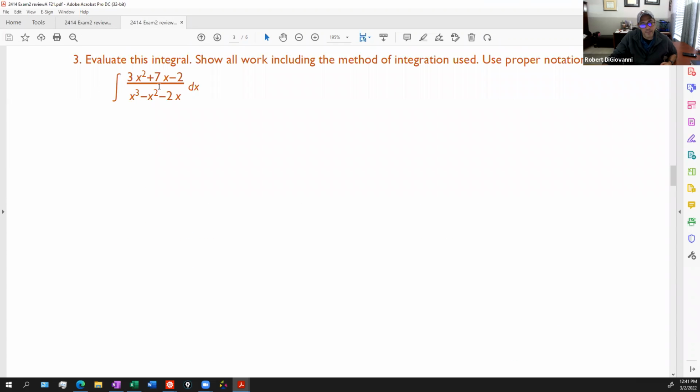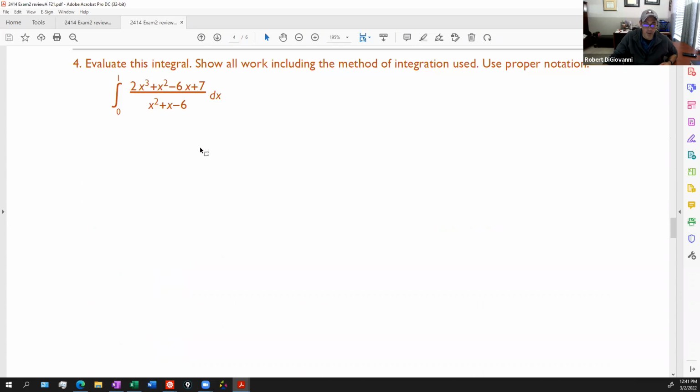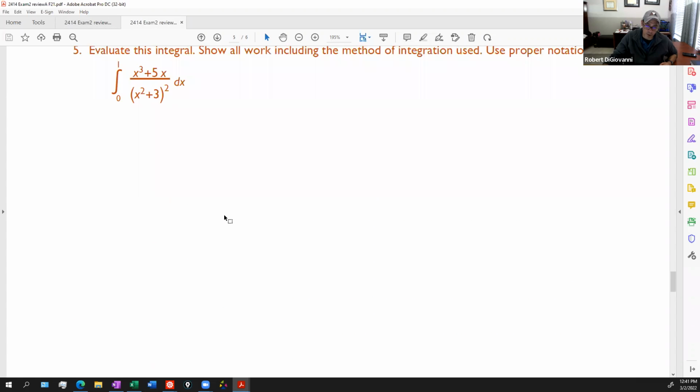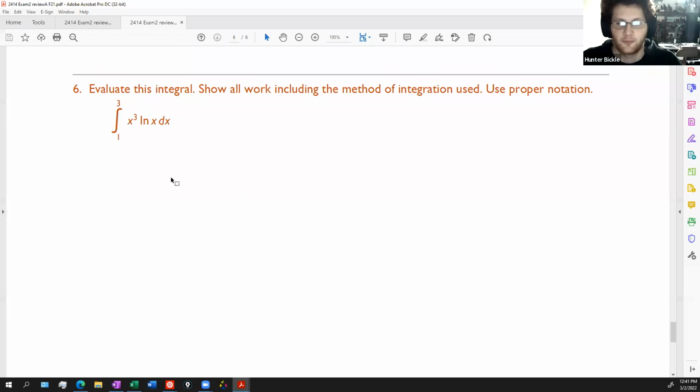That's pretty similar, right? That's partial fractions. Another partial fractions, long division first. Another partial fractions. This is the partial fraction test. Wait, on this one, yeah, what the hell?